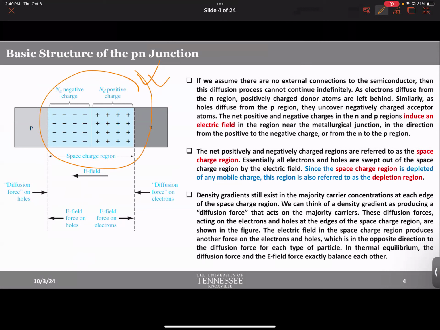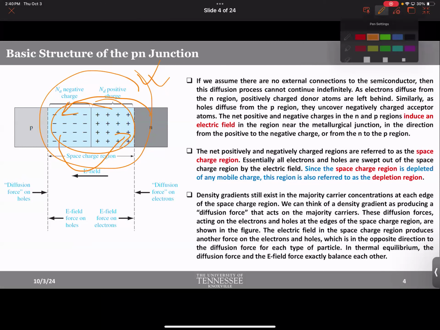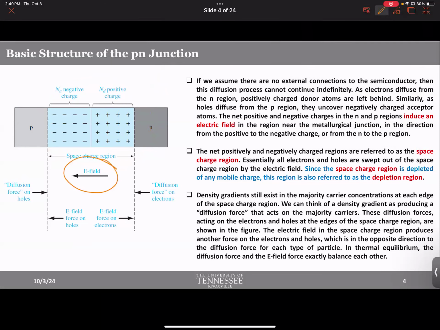Diffusion force will encourage them to keep going forever, as long as you spend all the electrons in the N-type and send them over to P-type, and vice versa. But that will not happen. Because when the electrons move over from N-type to P-type and the holes move over from P-type to N-type, because of the separation of positive and negative charges, there will be an internal electric field, right? That electric field will actually act against the diffusion force. And at some point, this electric field will balance.